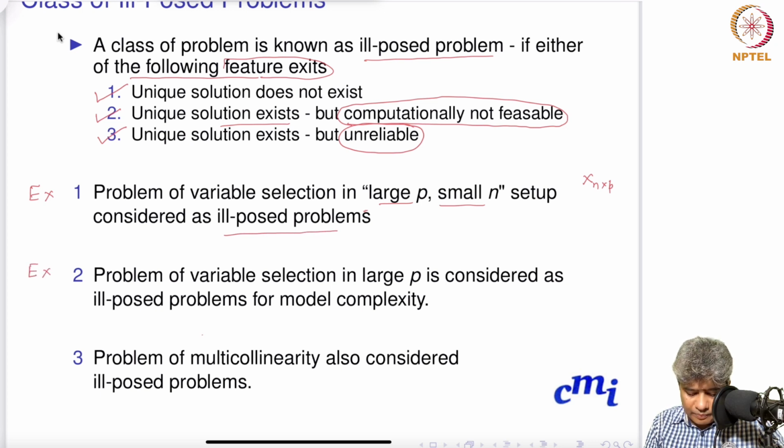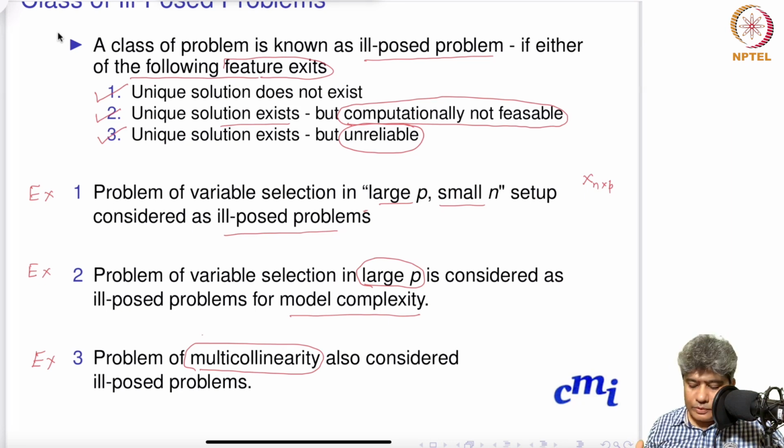Second example is the problem of variable selection, particularly for very large P. P is so large that the model complexity becomes too high, and searching through all the models becomes almost impossible. The third problem is that you have a solution and you can compute it, but your solutions are unreliable, and multicollinearity is a good example of such a problem. All these three types of problems are known as the class of ill-posed problems.